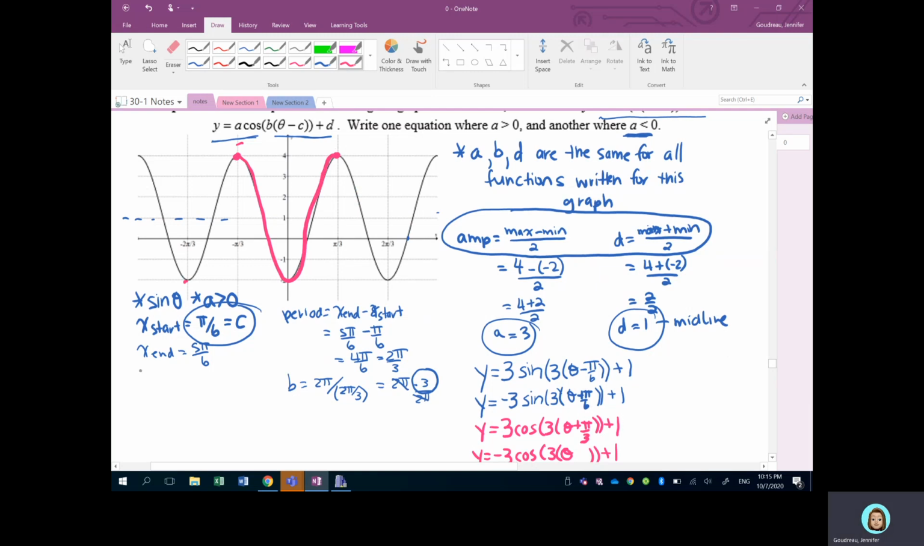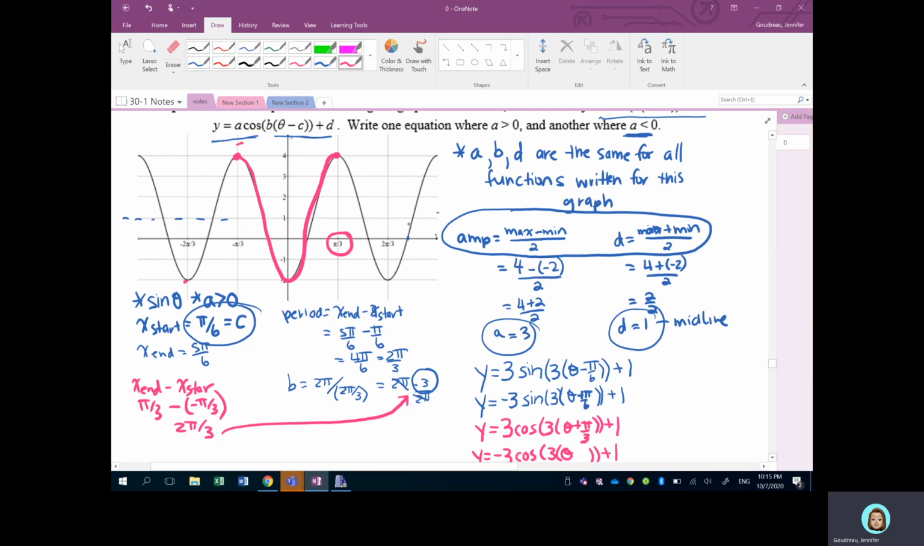We would still do x end minus x start, and it would be pi over 3, that's where it ends, minus negative pi over 3, which is pi over 3 plus pi over 3, which is 2 pi over 3, and then we would get that same b value. So it doesn't matter what you use to calculate the period. You can use the cosine function to calculate the period. You can use a sine function to calculate the period. It's going to be the same.